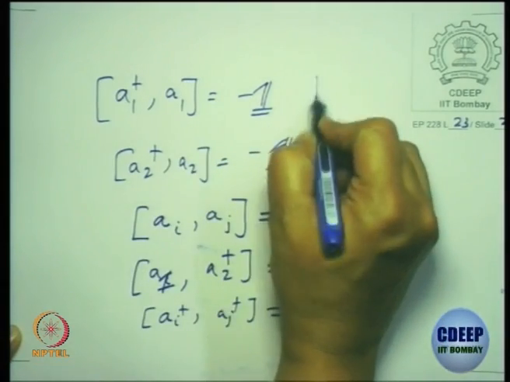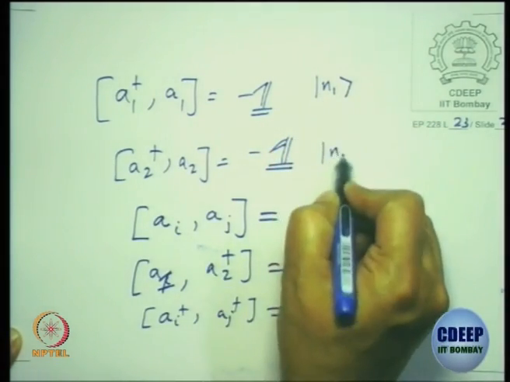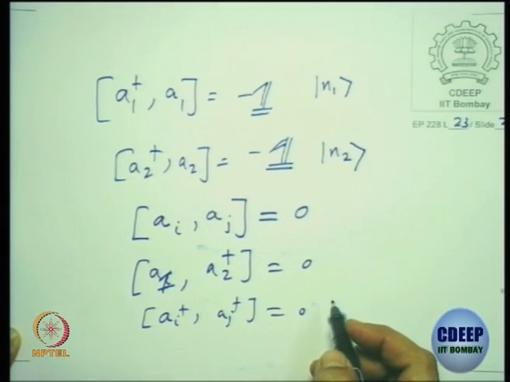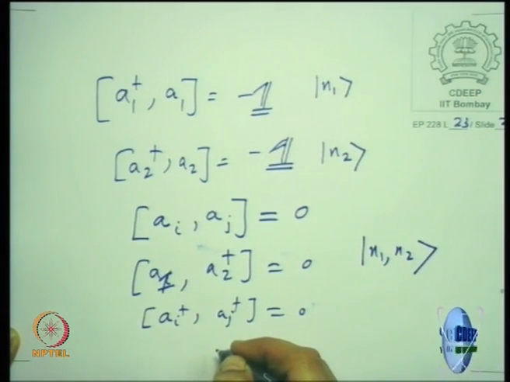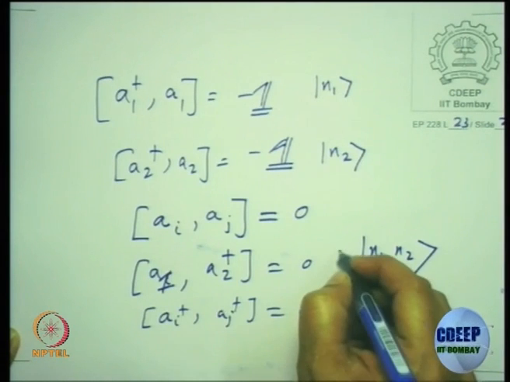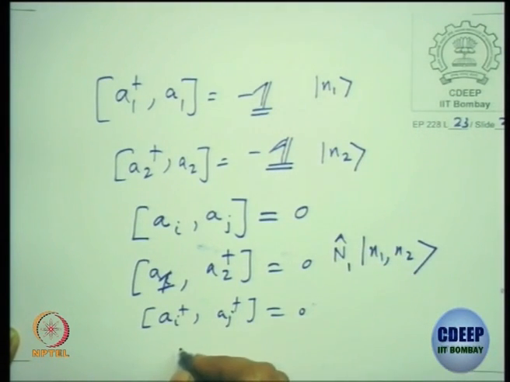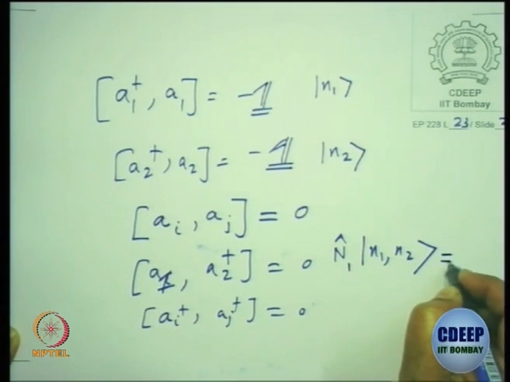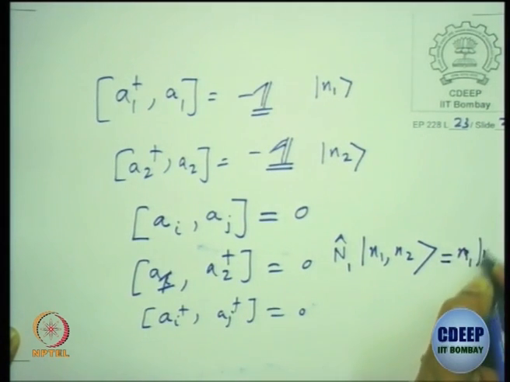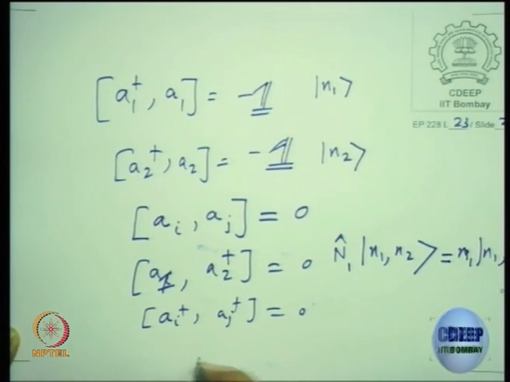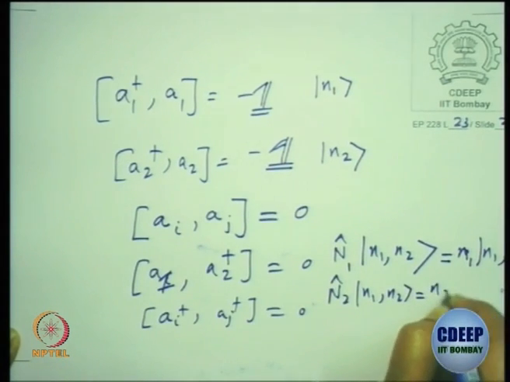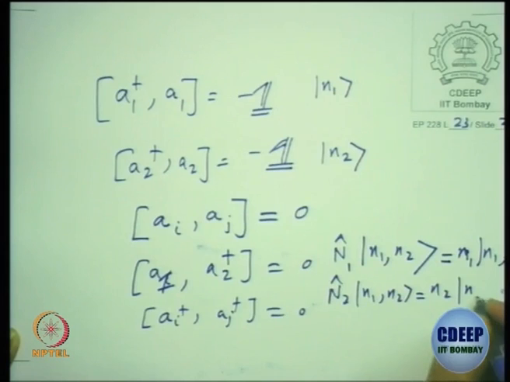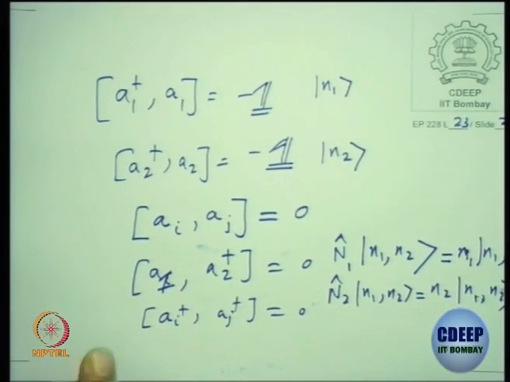Suppose the states here I denote by N1, states here I denote by N2, I could denote a state as N1 comma N2. If the number operator N1 operates on it, it will give you N1 times the state N1 comma N2. If the number operator for the second harmonic oscillator operates on this, it's N2 times N1 comma N2. You understand, right? These are the shorthand notations of writing for non-interacting systems.